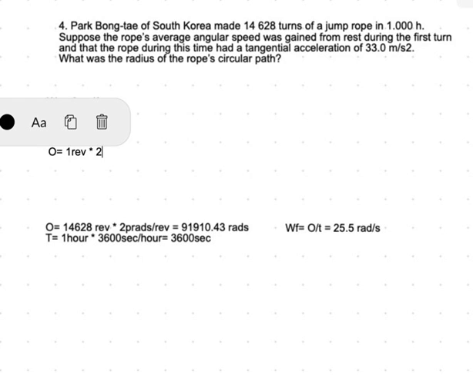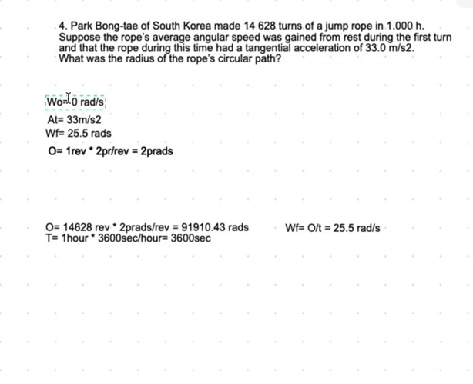I need to convert that into radians. So I'm going to multiply by 2 pi rad again. And I'm just going to leave it as 2 pi rad so I can plug that whole number into my formula and not have to worry about decimals. So we've got starting at 0, accelerating to this. This is the rate of acceleration, and it occurs over 2 pi radians, and we are trying to find the radius.